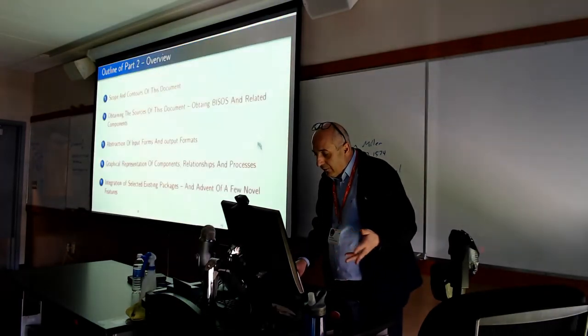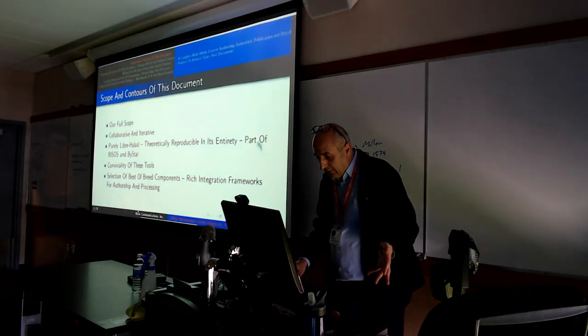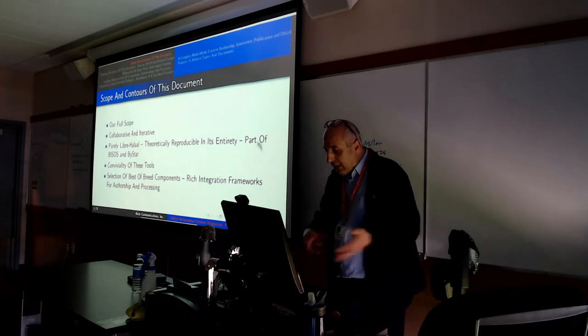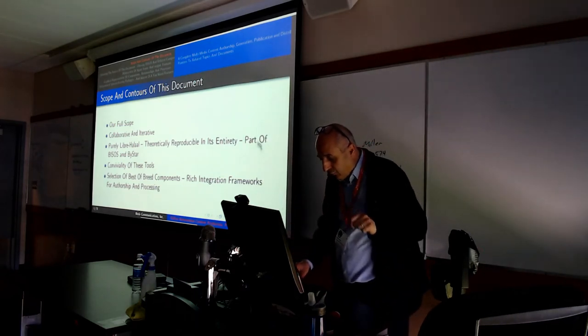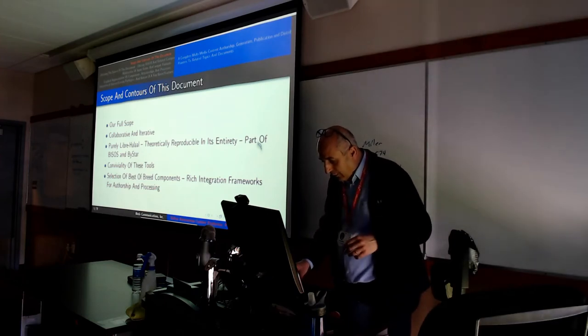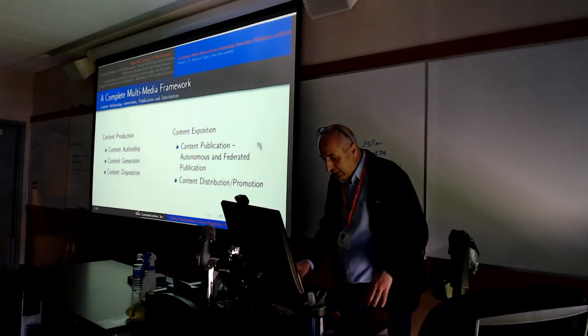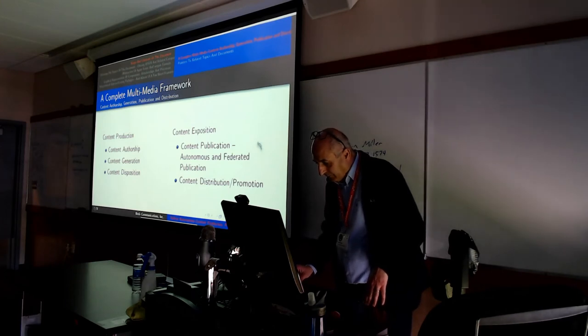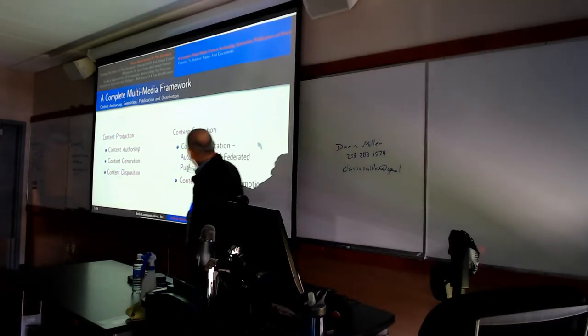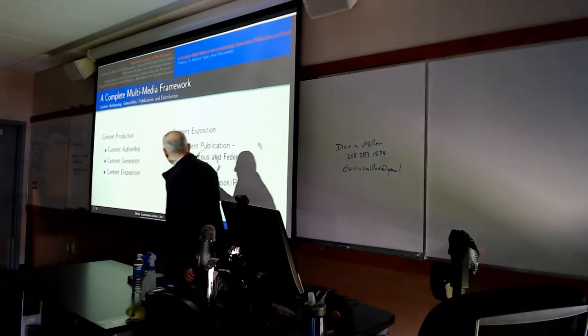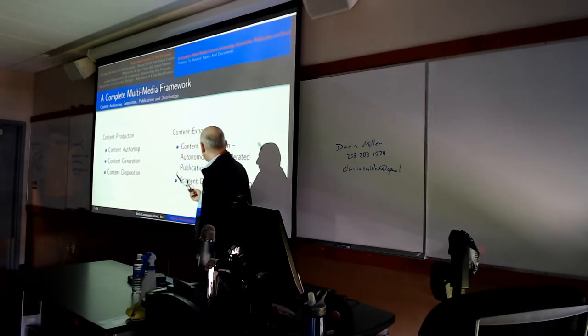So we went through all of this. I'm just going very quickly. The key piece here is that the scope is everything from generation to autonomous publication. This is again that user side versus the service side piece.